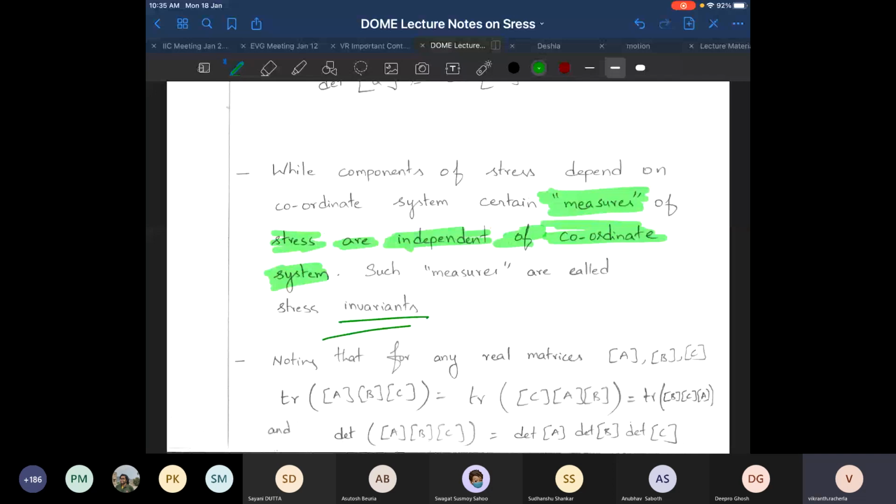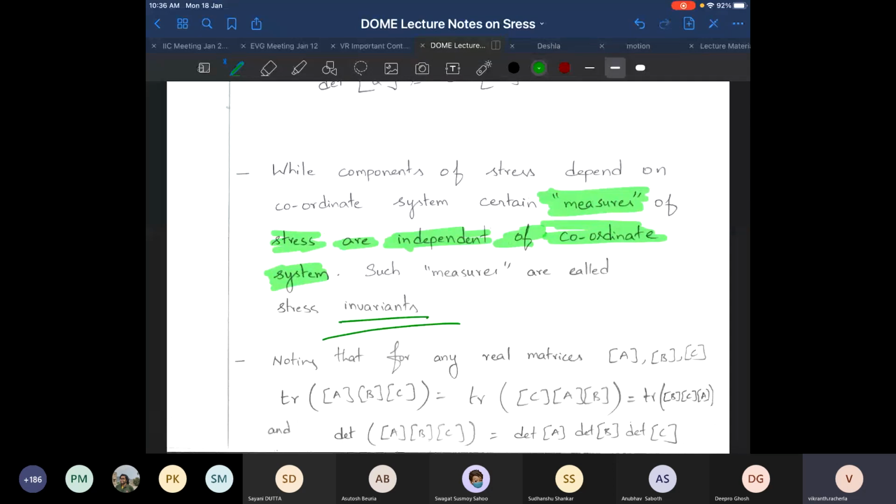Invariants. Before you come up with any sort of physical criteria, the criteria must always be in terms of invariants of the tensor quantities, and they should not be in terms of some generic components of the tensor. So now, what are the invariants of stress? How many independent invariants do we have? Let us look at that.